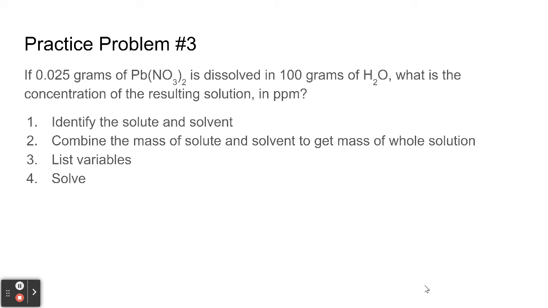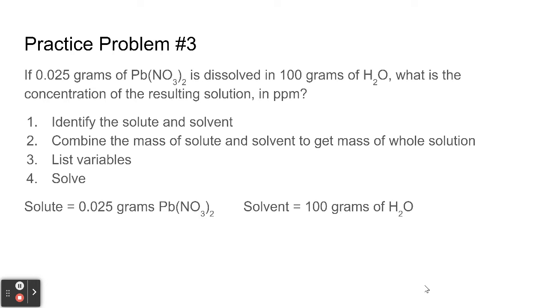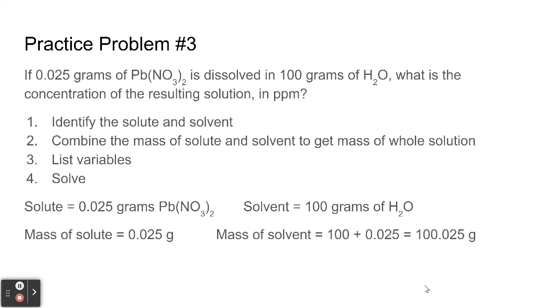So our first step, identify the solute and the solvent. Our solute, 0.025 grams of lead nitrate. Our solvent, 100 grams of H2O. So our solute's the thing that's being dissolved. Our solvent is the thing that's dissolving. Then we need to combine the mass of the solute and solvent to get the mass of the whole solution.